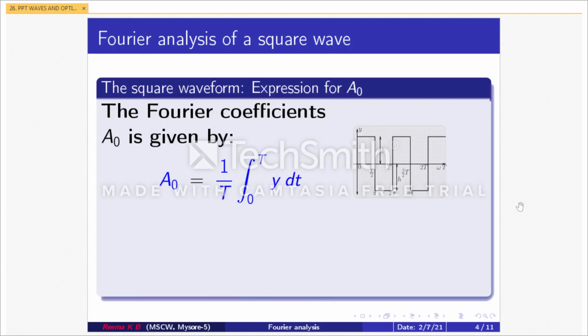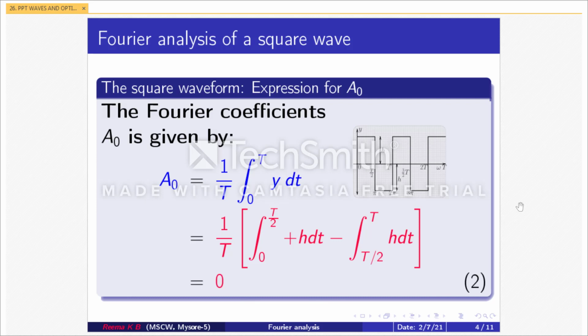The square waveform, expression for A0. The Fourier coefficient A0 is given by A0 is equal to 1 over T integral between the limit 0 to T y dt, which is equal to 1 over T of integral between the limit 0 to T by 2 plus H dt minus integral between the limit T by 2 to T H dt. This comes out to be 0. Let's consider this as equation 2.